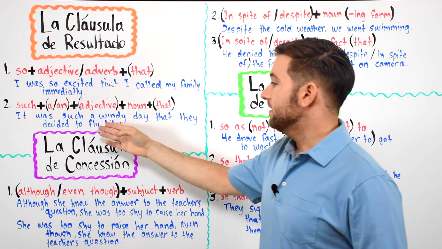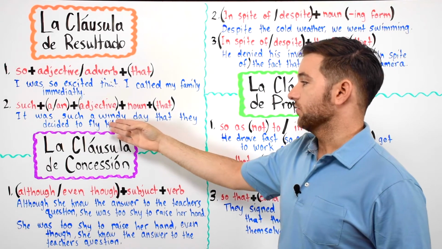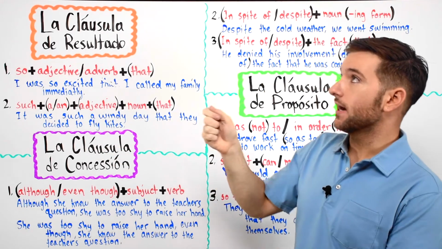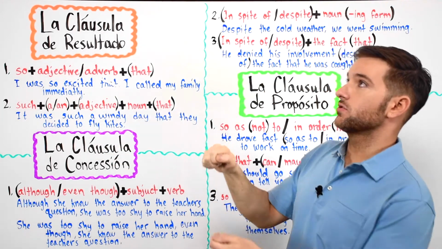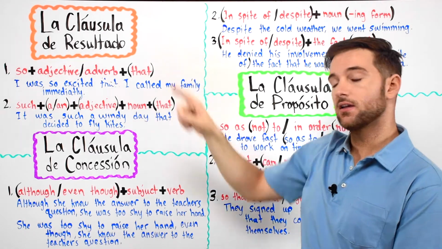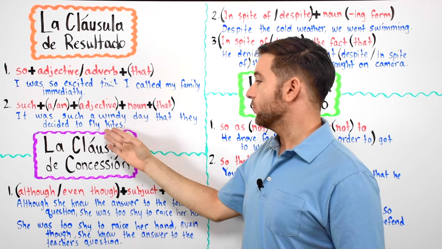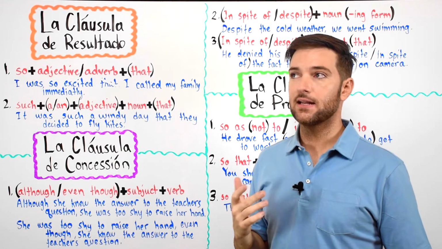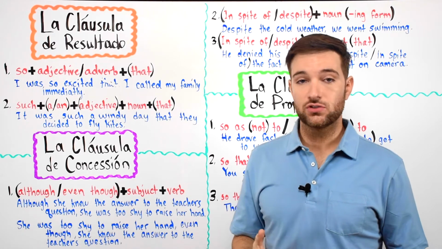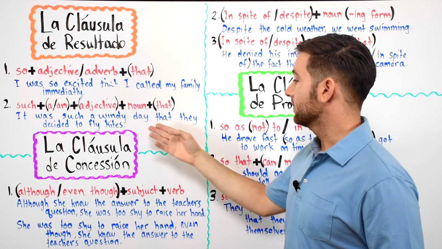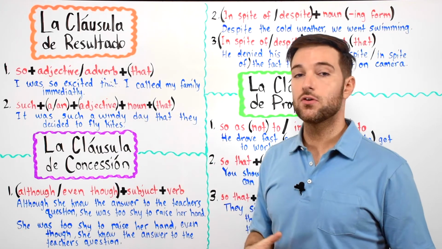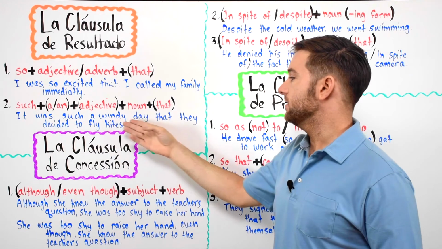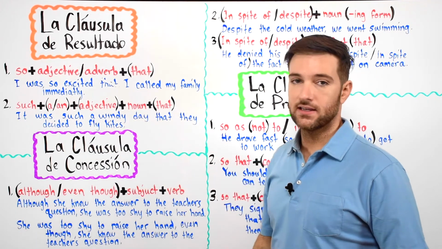It was such a windy day. Ventoso, right? Windy day. That they decided to fly kites. You know kites when you have a string and the kite goes around like this and it's flying around in the sky? That's a kite. It was such a windy day that they decided to fly kites. Fue un día tan ventoso que ellos decidieron, that they decided, volar cometas. Volar cometas is to fly kites. So it was such a windy day that they decided to fly kites.